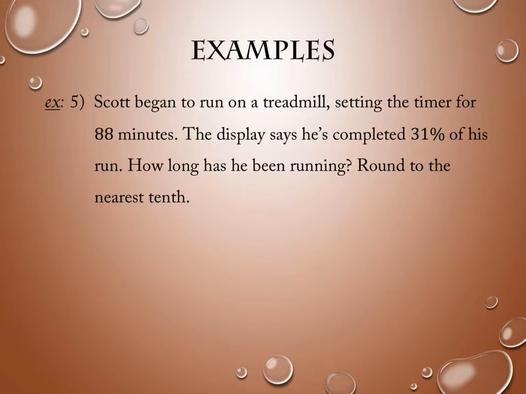All right, so here's Scott. Scott's apparently running. Maybe he's our long distance runner from our last assignment. I don't know. He's running on a treadmill, which let me just tell you is horrible if you're running long distances. He's going to run on the treadmill for 88 minutes. I've done that before. It's awful. I don't recommend it. 88 minutes. The display says he's completed 31% of his run. How long has he been running? And then it says we are going to round on this one to the nearest tenth. What does that mean, round to the nearest tenth?